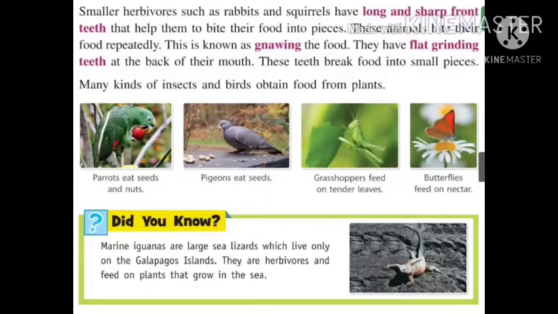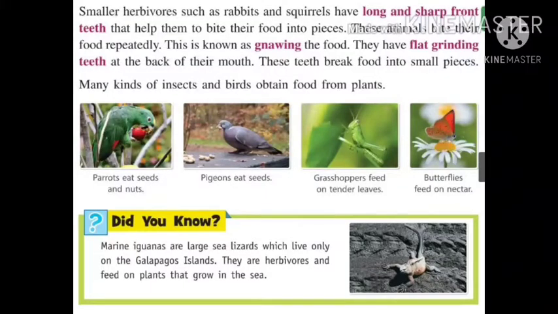And they have flat grinding teeth at the back. In the back side, they have flat grinding teeth. With the help of that, they grind the food before swallowing. And there are some birds and insects that are also herbivores because they also eat plants, like grasshoppers, they eat grass, and pigeons, they eat seeds. So seeds are also parts of a plant.